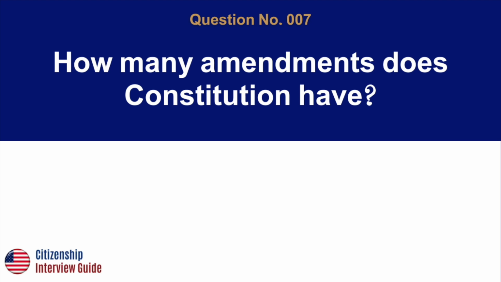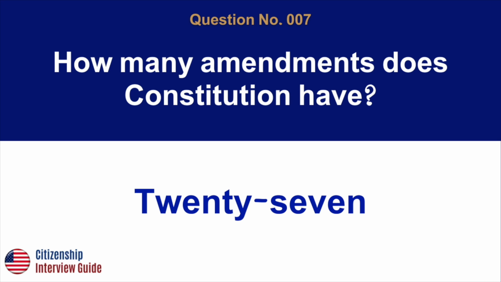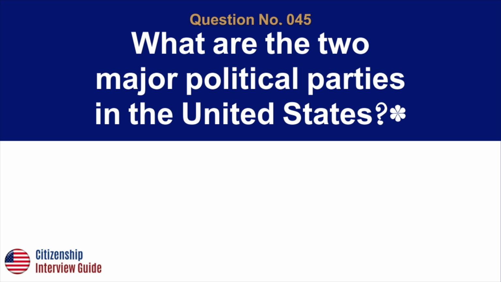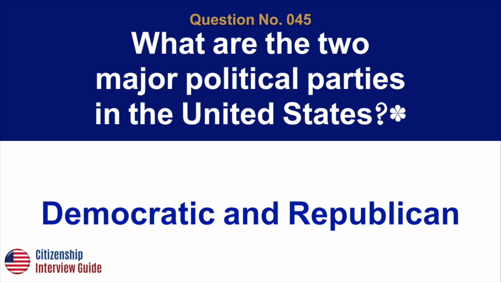How many amendments does the Constitution have? 27. What are the two major political parties in the United States? Democratic and Republican.